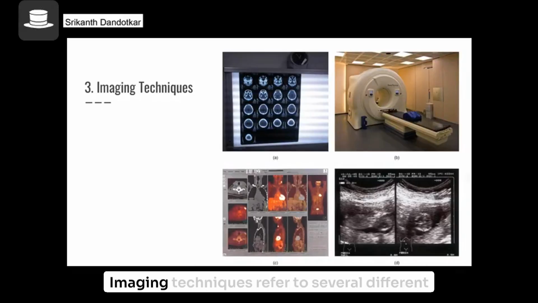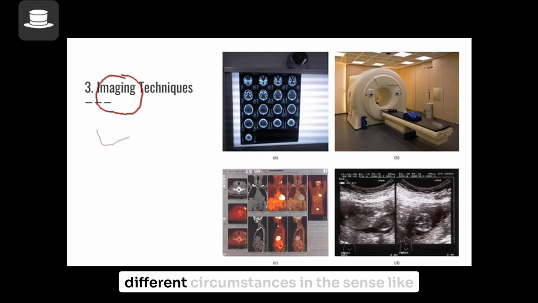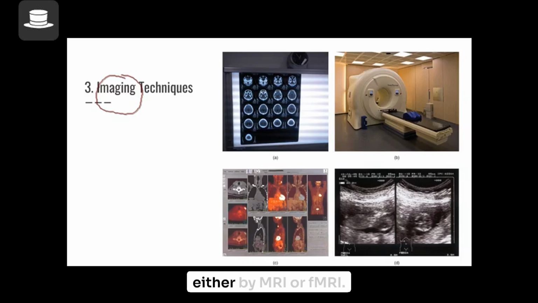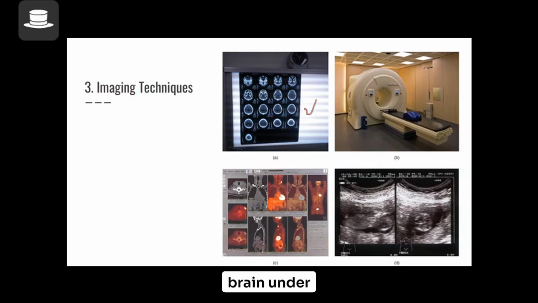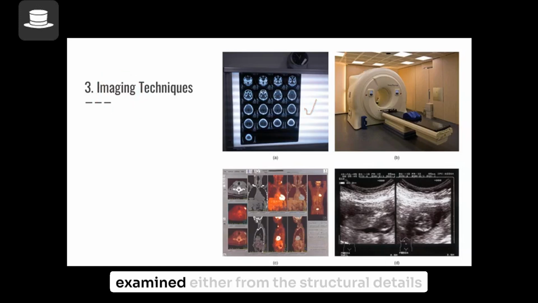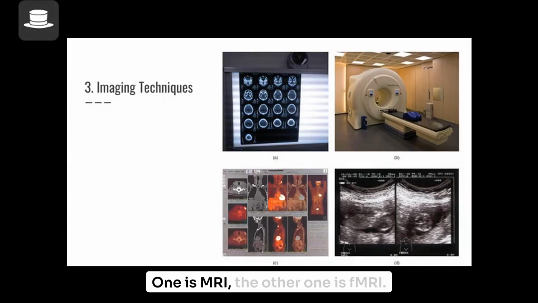Imaging techniques refer to several different ways, different methodologies, and the basic idea of this imaging technique is to take images of the brain under different circumstances, in the sense like either by MRI or fMRI. So these are different imaging techniques. Again, the basic idea is taking pictures of the brain, and then those images are captured and then examined either for the structural details or the functional aspects of the brain. And we'll talk about two such techniques. One is MRI, the other one is fMRI.